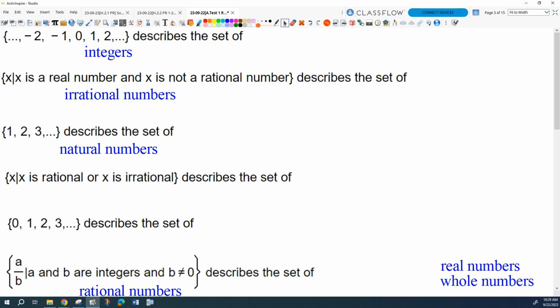The set of all x such that x is rational or x is irrational. That's real numbers, isn't it? Okay. How about the next one? Well, due to process of elimination. Okay, but say you weren't looking at the process of elimination here. Why is that the set of whole numbers? Because you're counting up from 0 by 1. Yep, that's the whole numbers, right?